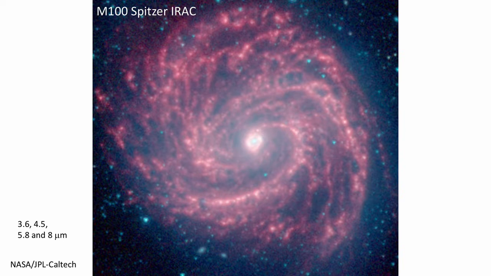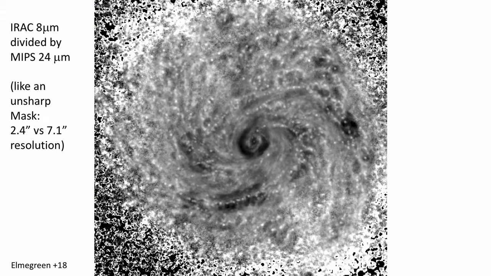Okay, so look here. This is the Spitzer near infrared. And look at the arms. You can see these little dots. See these dots? Everywhere. These are intensity concentrations in the arm. Everywhere you see these. And this is an image that's like an unsharp mask. I just take the 8 micron, divide by 24, and look at all these dots. Everywhere, everywhere. So these are what you saw with Taurus.